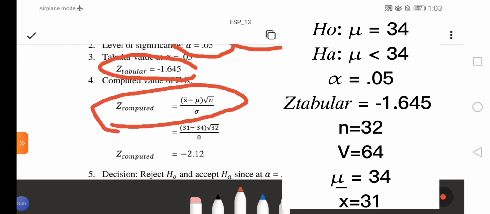How come na nakuha natin yung 8? Since our variance is given in the problem, standard deviation is equal to the square root of the variance. It means the square root of 64 is 8. That's why our standard deviation is 8. So, next step is do the indicated operation. 31 minus 34, multiplied by the square root of 32 and divided by 8, is equal to negative 2.12.